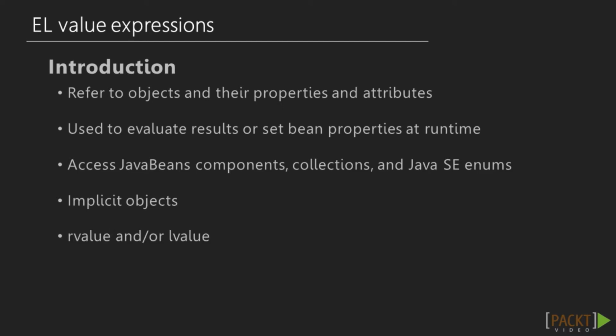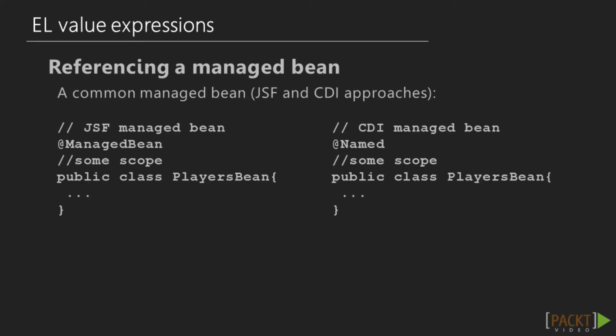Value expressions that can read data but cannot write it are known as r-value, while those that can read and write data are known as l-value. Referencing a managed bean is not exactly a useful example, but it is a good point to start using value expressions. Most commonly, your JSF or CDI managed bean stub will look like what is shown in this slide.